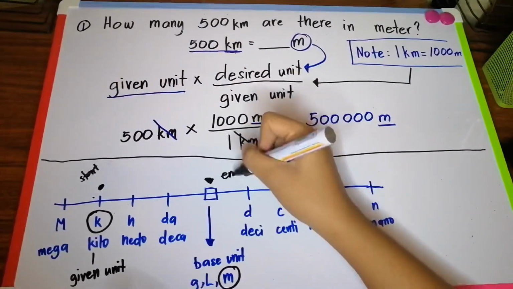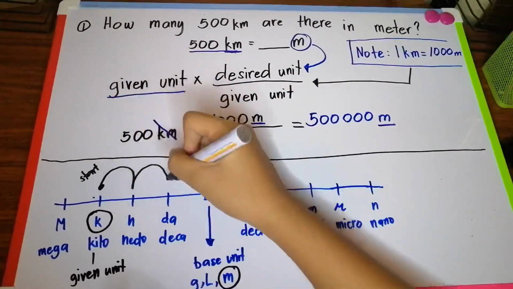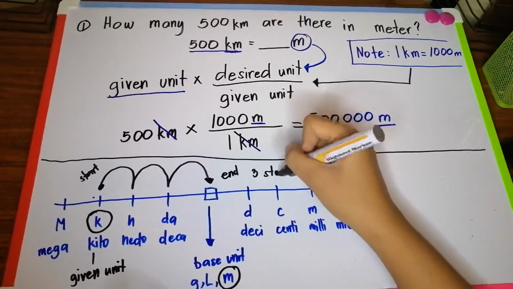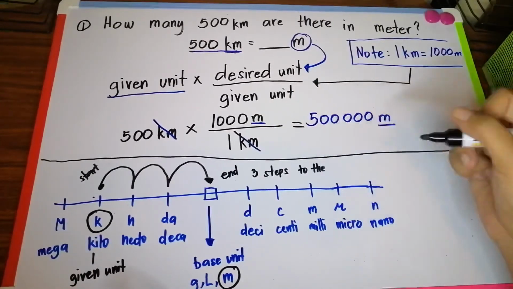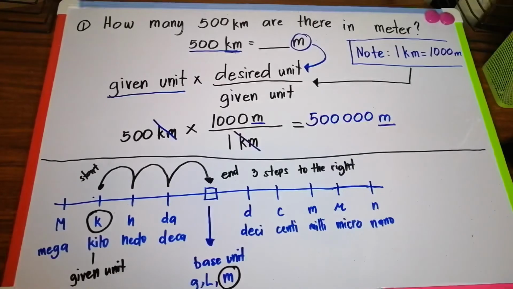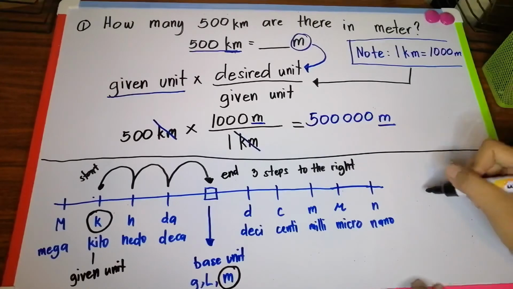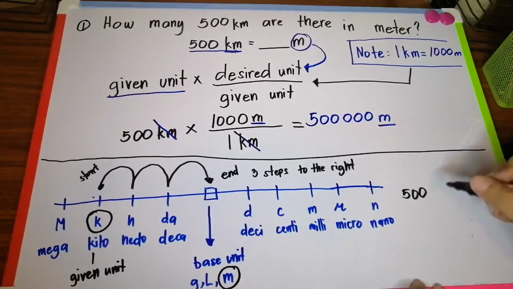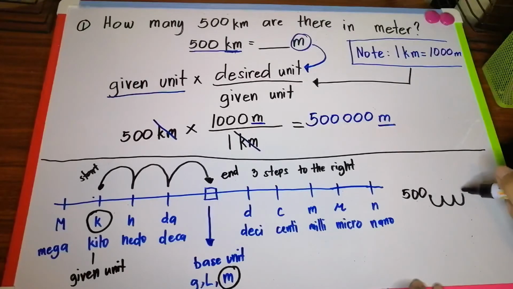So in kilo, this will be our starting point. So we have 1, 2, and 3. So we have 3 steps going to the right. In our given unit, we have 500. In this number, our decimal point is located at the end part. So we will start here. Going to the right, we have 1, 2, and 3. Then let's put zeros on the empty spaces.